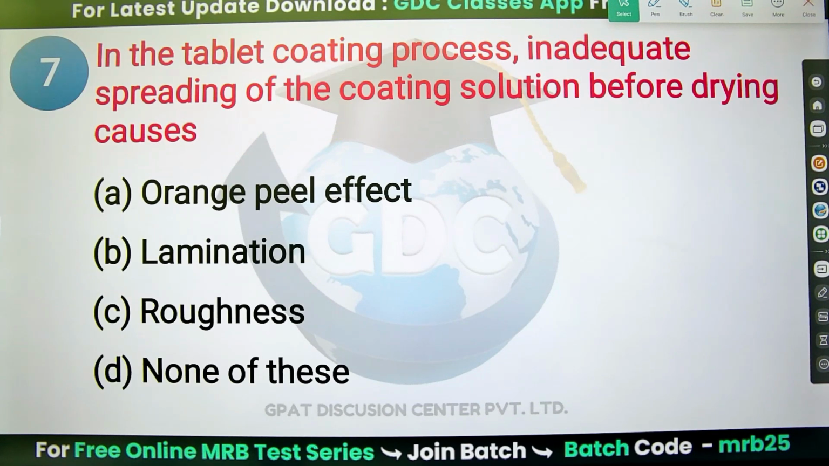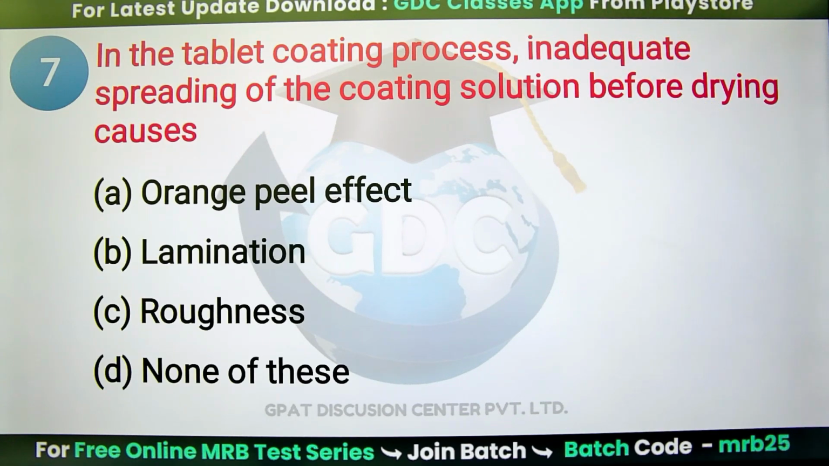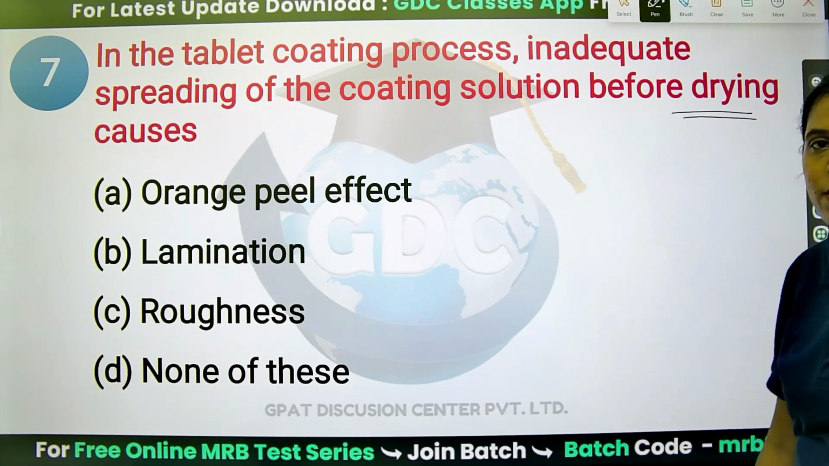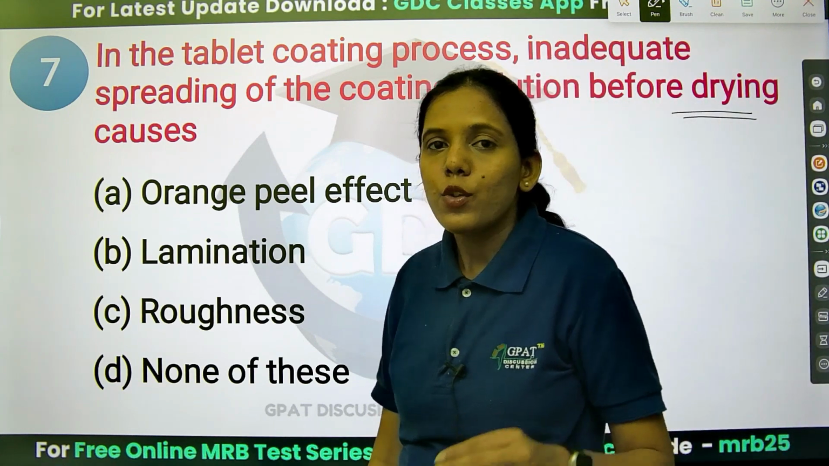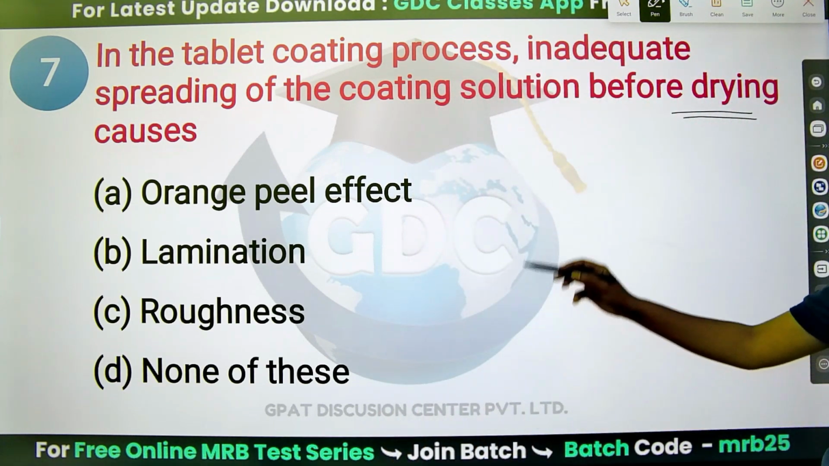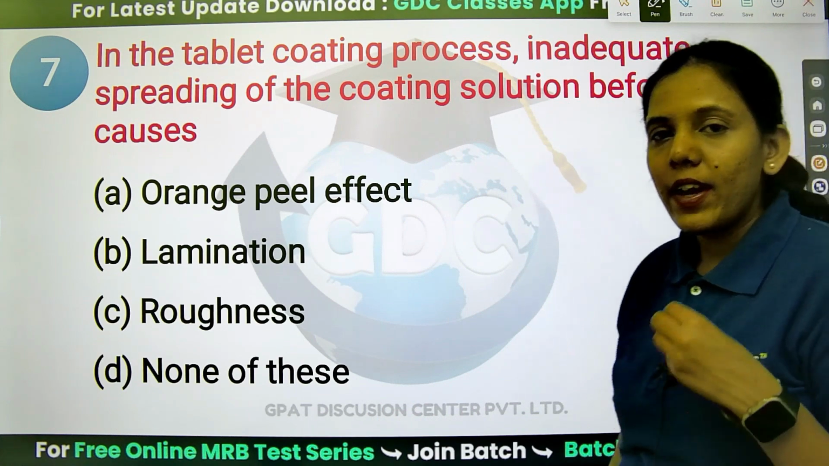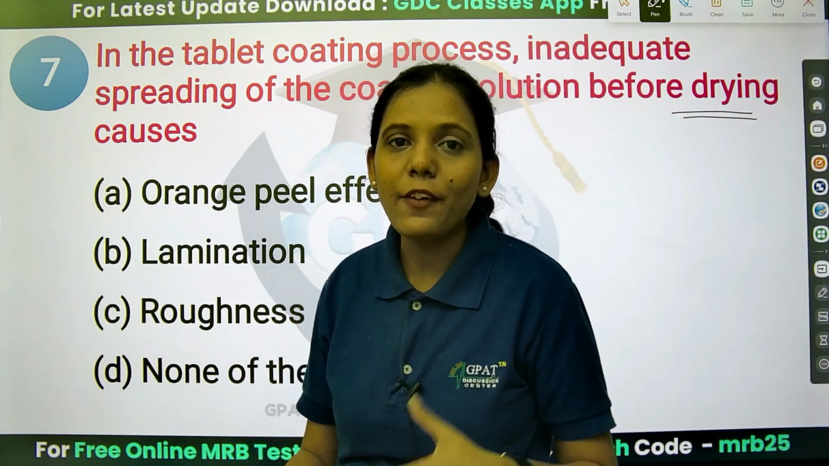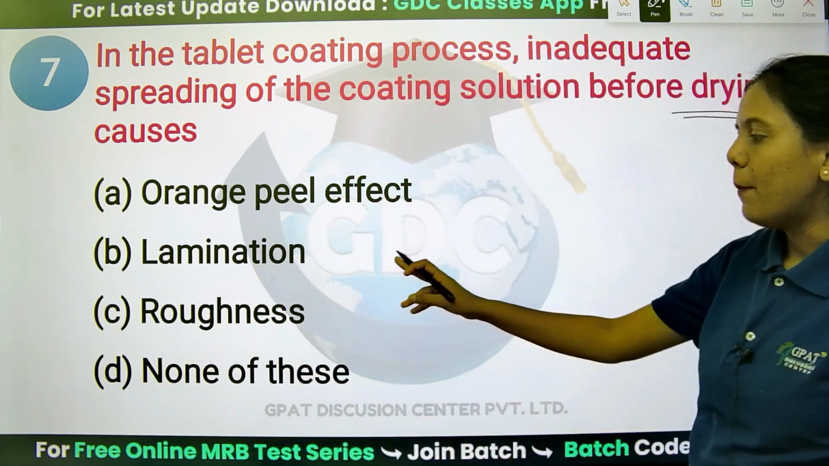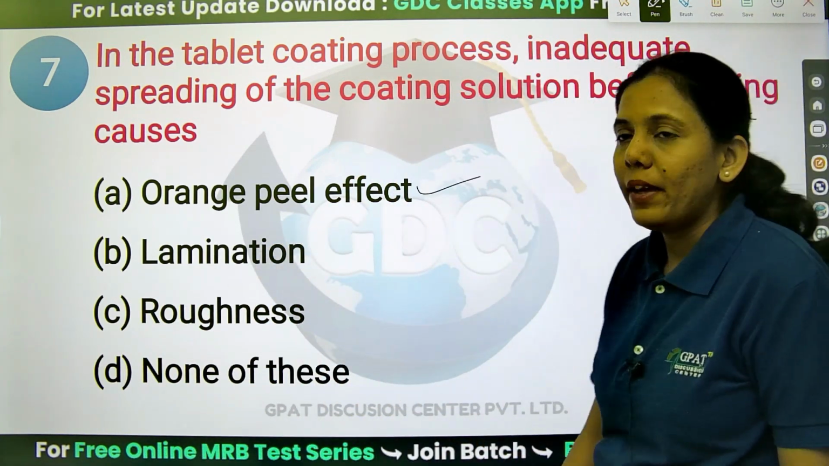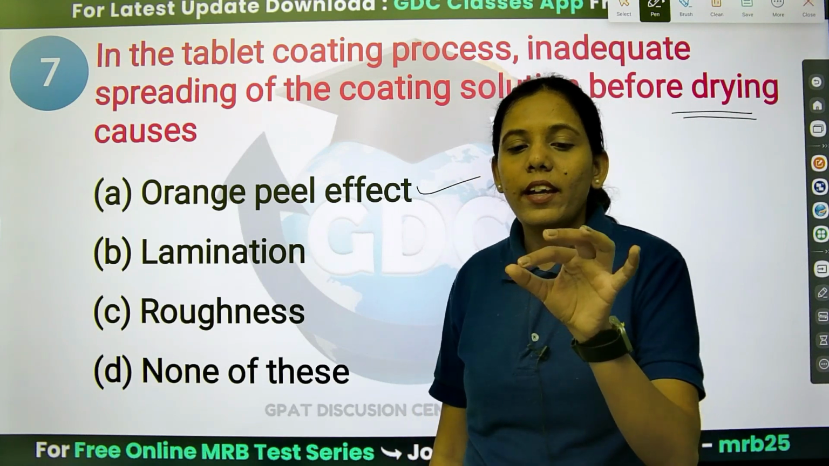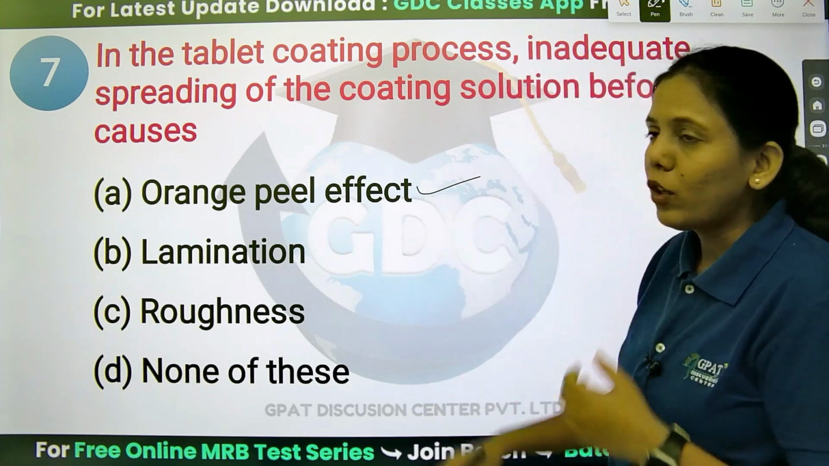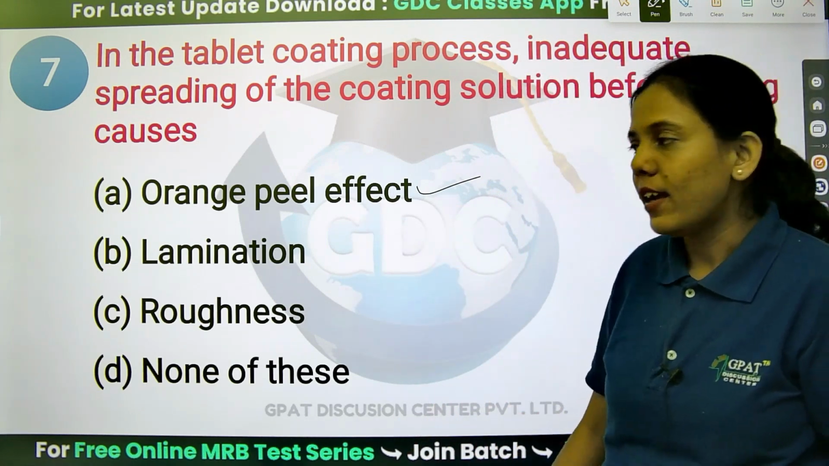The next question is, in the tablet coating process, inadequate spreading of the coating solution before drying causes what? Okay, so this is one of the defects. So if there is insufficient spreading of the coating solution, whenever we are drying and the coating solution is not sufficient, then what will happen? Orange peel effect, lamination, roughness. Okay. So it will cause an orange peel effect because it will look like skin has been removed because there is insufficient amount of the coating solution. So option A is the right answer.